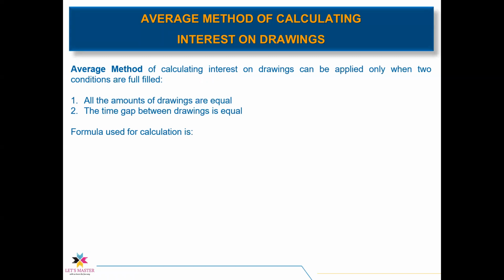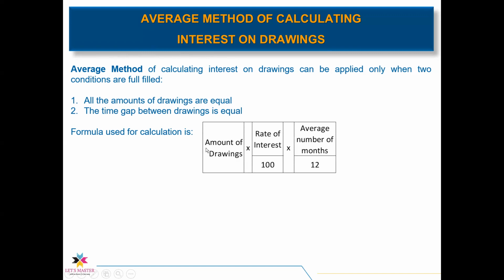So the average method can only be used when the amount of drawings are equal. That means an equal amount of drawings, say 2,000, 5,000, 10,000, whatever the amount is. That's the first condition. And the second is that the time gap between the two drawings is equal. So if the drawings are made on the first of every month, then every month the drawing should be on the first of every month, or at the last day of every month, or in the middle of every month. So these are the two conditions which must be fulfilled to use the average method of calculating interest on drawings.